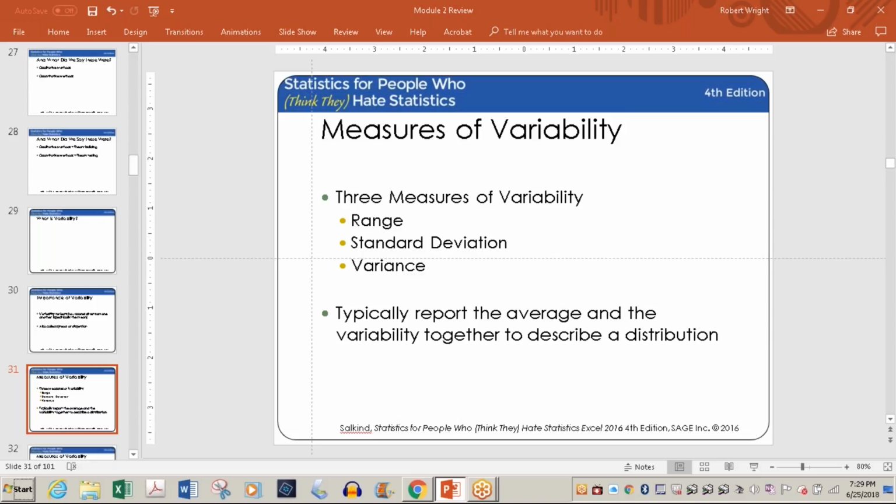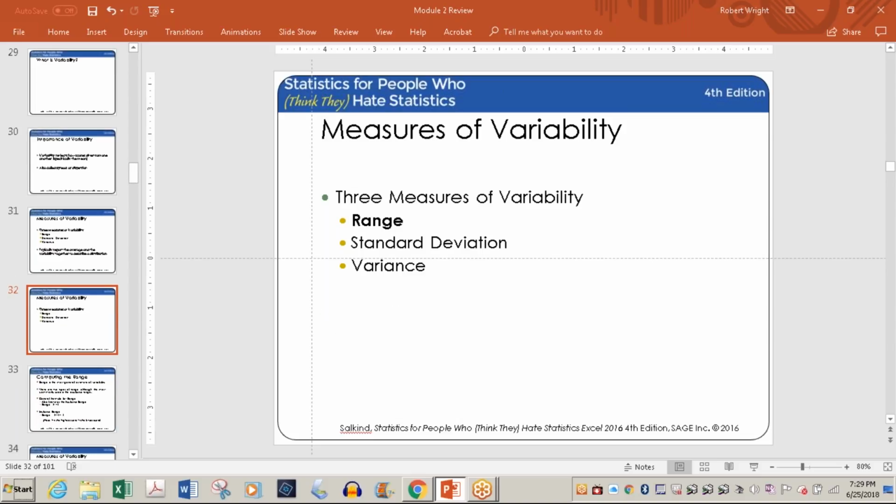Now the range is real simple. I think it's real simple. If I can understand it, it must be. What are we talking about when we're talking about the range? Isn't that the spread between the two, the high score and the low score? Yeah, basically it's the high score and the low score.